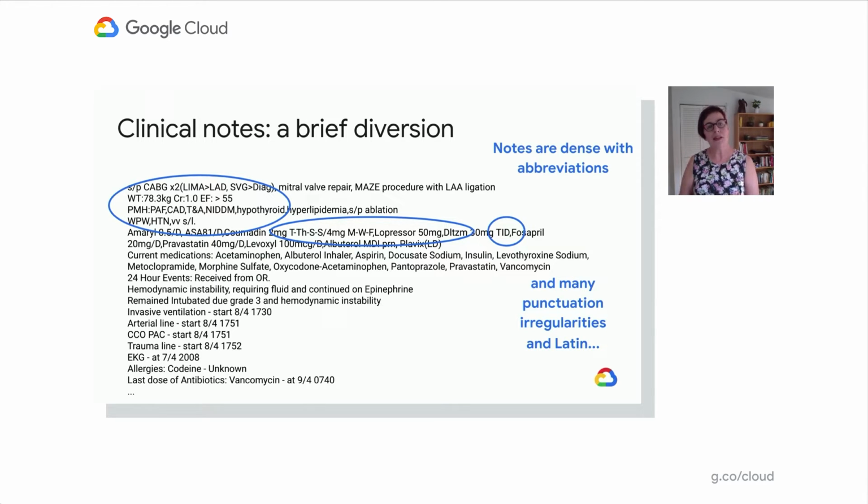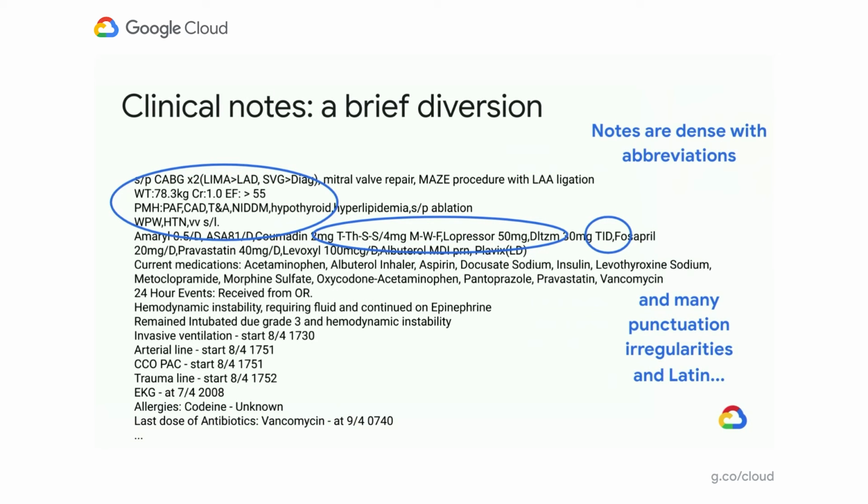And it's dense because there's a lot of different types of abbreviation. It's also dense with a lot of different weirdities or oddities in punctuation, because some of this note is actually generated by the EHR. And then it's not just speaking English, it's also speaking Latin as well.